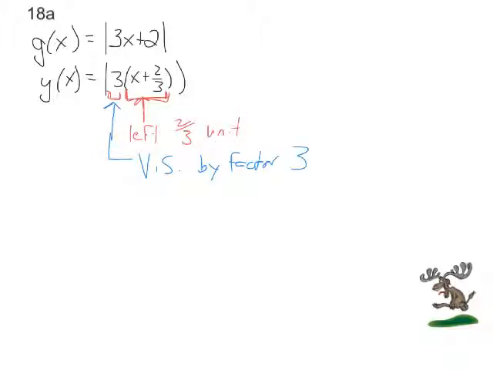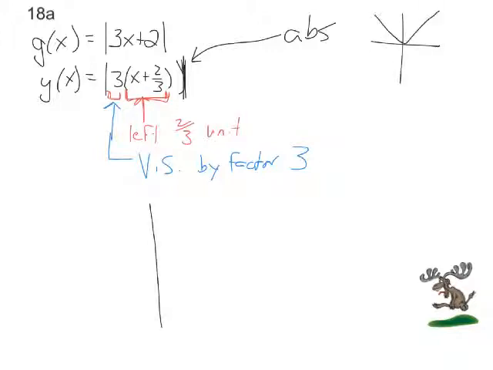And our basic function is an absolute value function, which we know looks like that. So when we go to sketch this, what we want to do is move to the left 2/3 of a unit.